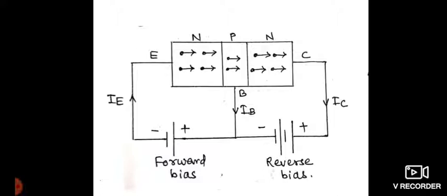To repeat once again, the majority charge carriers of n type, those are electrons, are repelled from the negative terminal of the input battery, they will rush towards the base, inside the base they will recombine with holes, which will constitute the base current. The remaining electrons will flow to the collector because of attraction towards the positive terminal of the output battery, which will constitute the collector current.